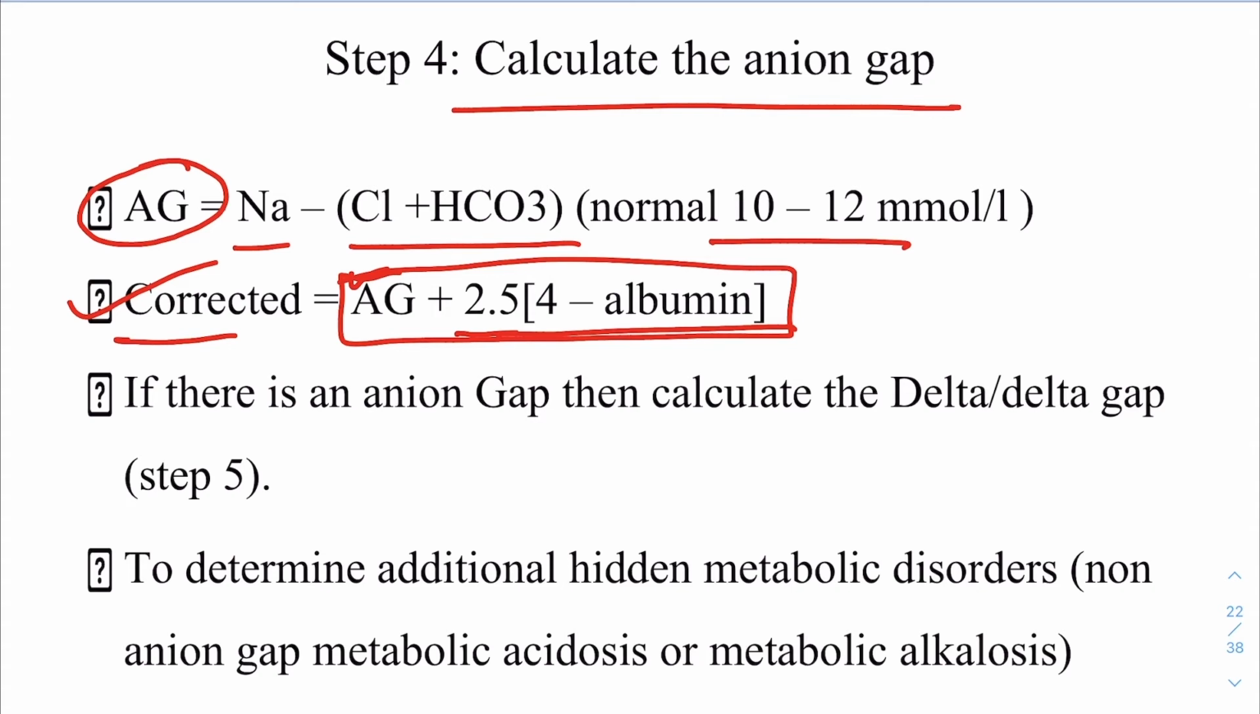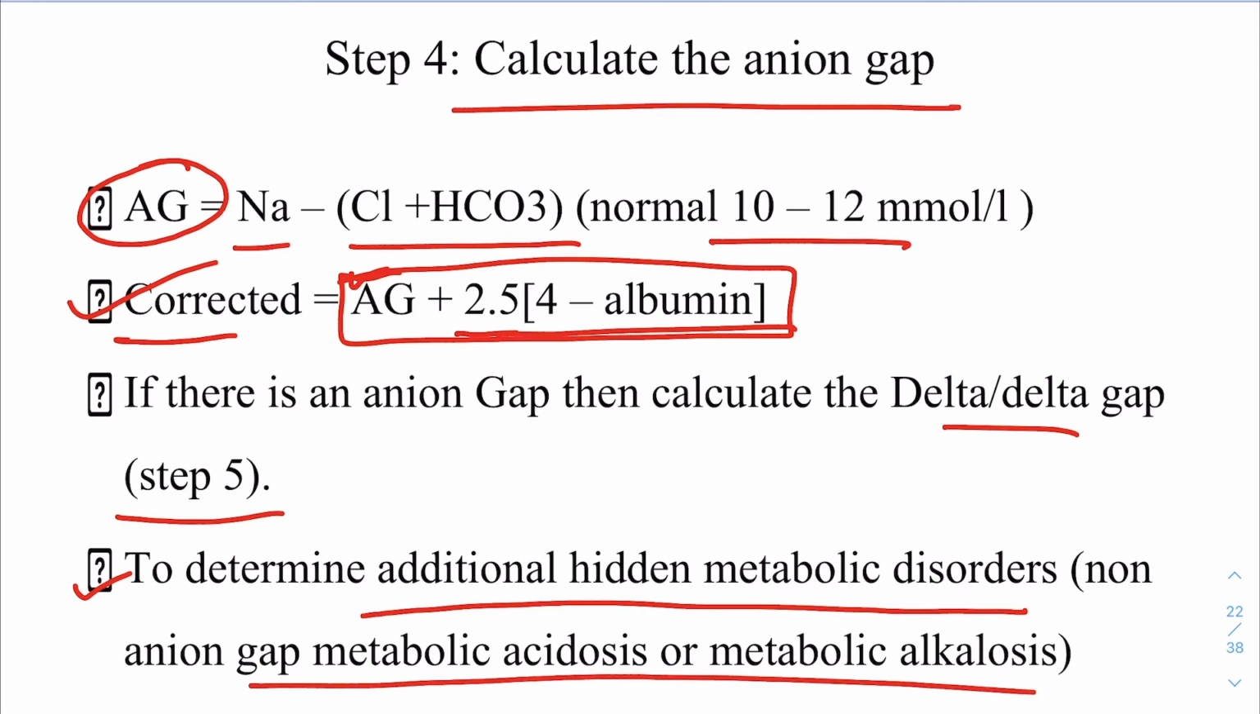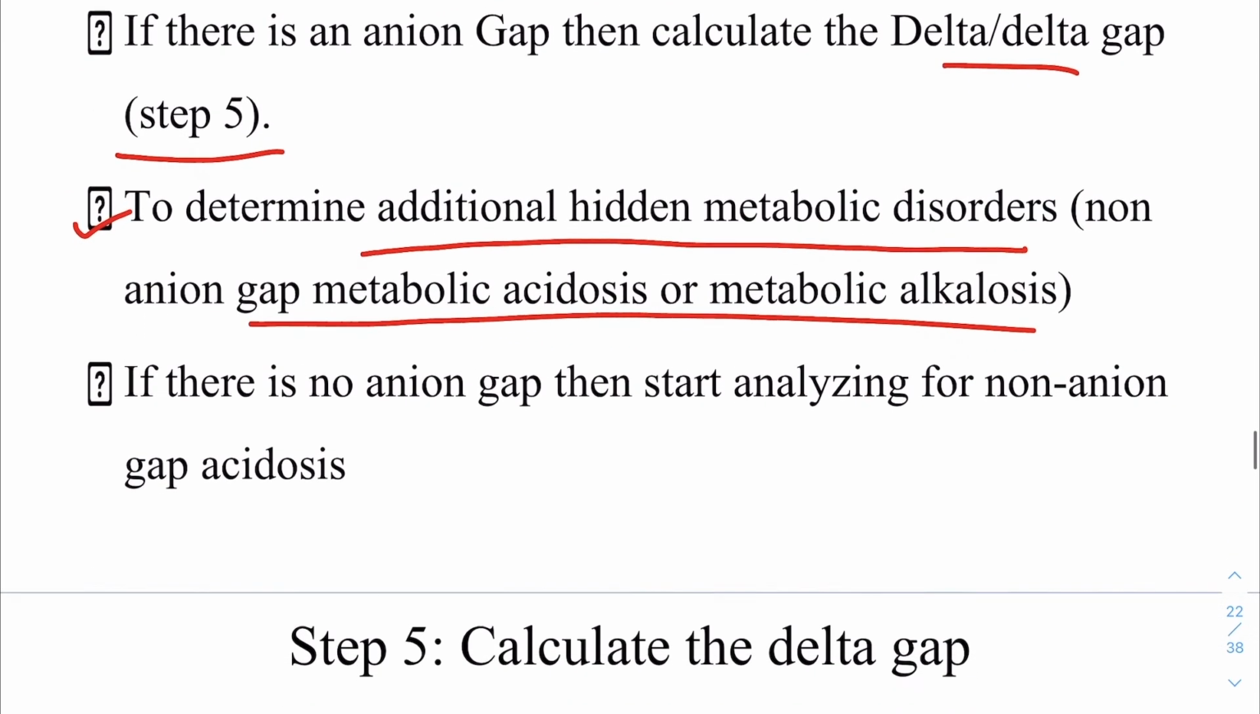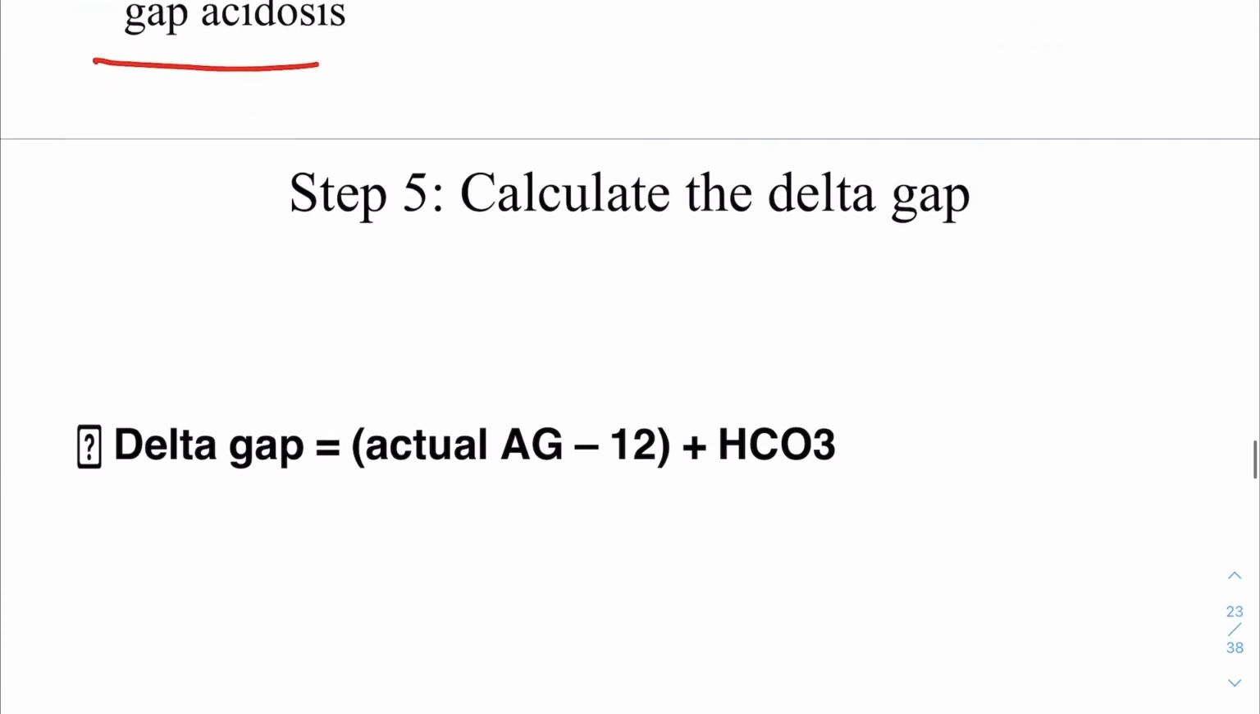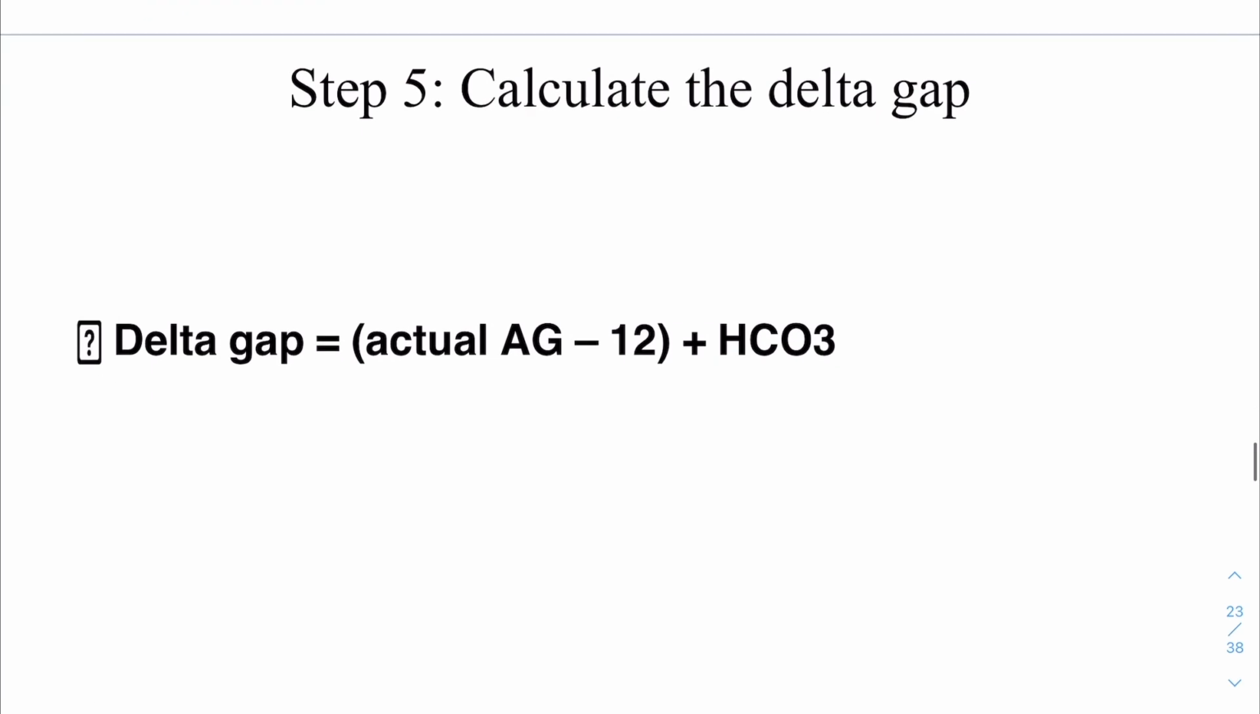Now, if there is an anion gap, then calculate the delta anion gap or delta gap. That is the next step. Why is it important? To determine additional hidden metabolic disorders, non-anion gap metabolic acidosis or metabolic alkalosis. If there is no anion gap, then start analyzing for non-anion gap acidosis. Next is the calculation of delta gap. So this is the formula for how we calculate the delta gap.